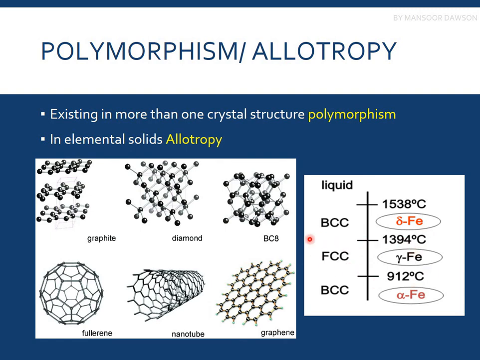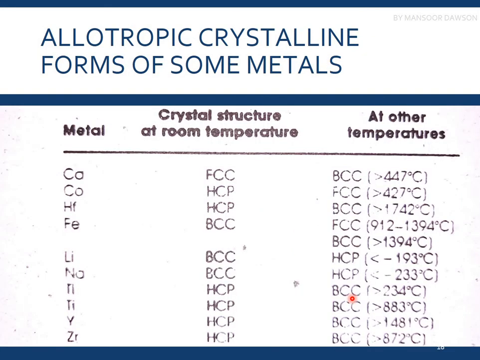an FCC crystal structure. So again, when we heat it above 3094 degrees Celsius, it again changes from FCC to BCC until it melts. So you can see the transformation of iron from BCC to FCC and again to BCC. It would be transforming while heating, and again it would also be transforming when we'll be cooling it from the high temperature. Okay. So here we have some allotropic crystalline forms of some metals.